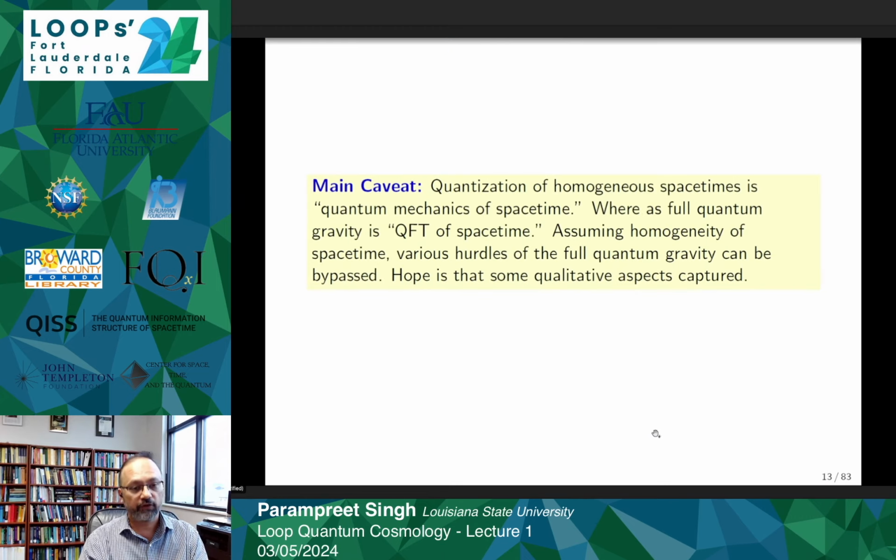Okay, now the main caveat. There are various caveats, but the main caveat is this. The quantization of homogeneous spacetimes, on which I'm focusing, is like doing quantum mechanics of spacetimes, whereas a full quantum gravity, like loop quantum gravity, is something like QFT of spacetime. I'm going to assume homogeneity of spacetime throughout, and because of that, various hurdles of quantum gravity can be bypassed.